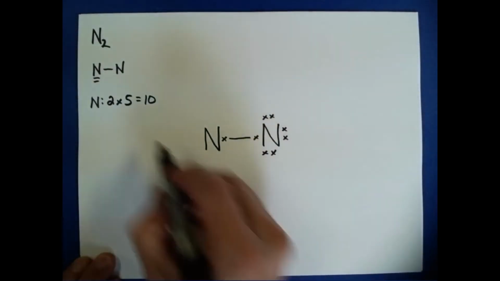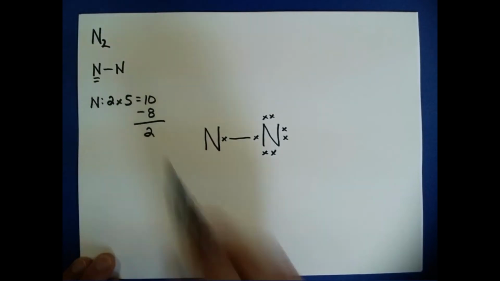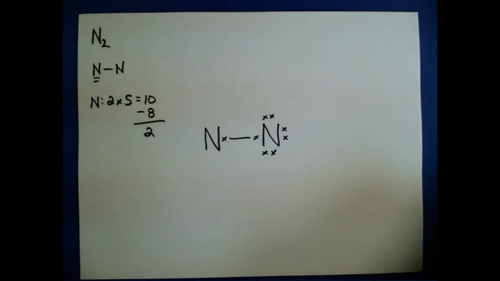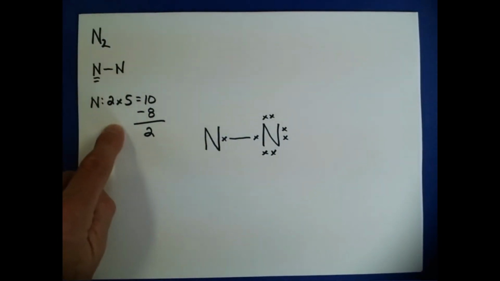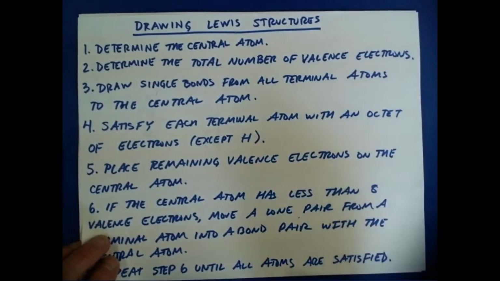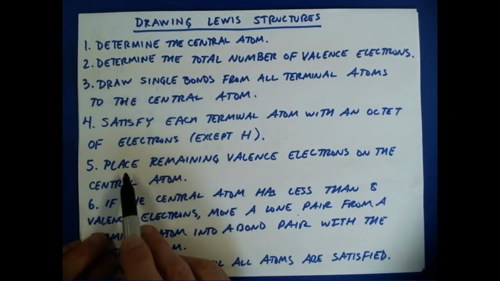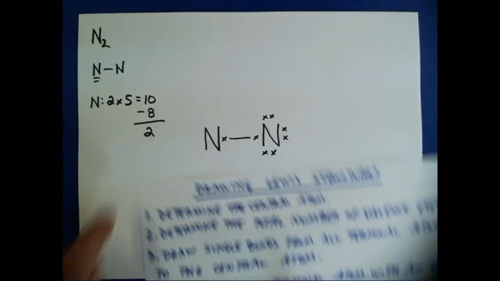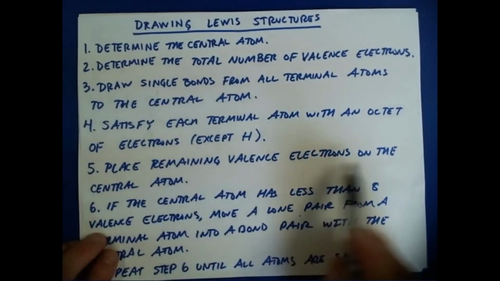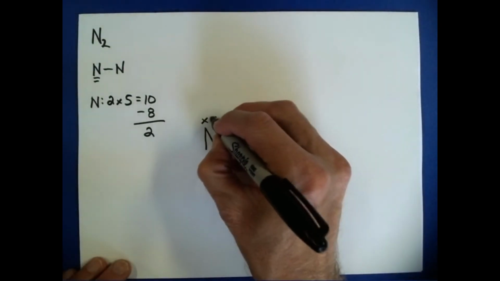So we've used up 8. I'm going to subtract 8 from the total, and that means we have 2 left over. This is a step that students tend to forget to do. Don't forget to do this step. So once I've satisfied the terminal atom with a stable octet, I need to replace the 2 valence electrons remaining. We're going to go ahead and place those on the central atom. I'm going to put them right here as a lone pair.